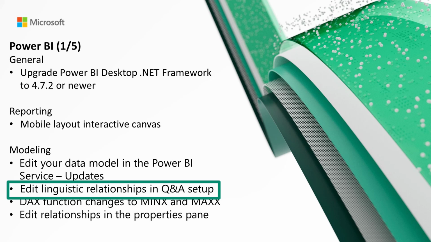Edit linguistic relationships in Q&A setup. The Q&A visual is an effective way to help users further understand their data by asking questions and receiving answers in the form of visuals. It offers users a way to explore their data in ways not covered by the rest of the report without requiring deeper knowledge of their data model or reporting authoring.